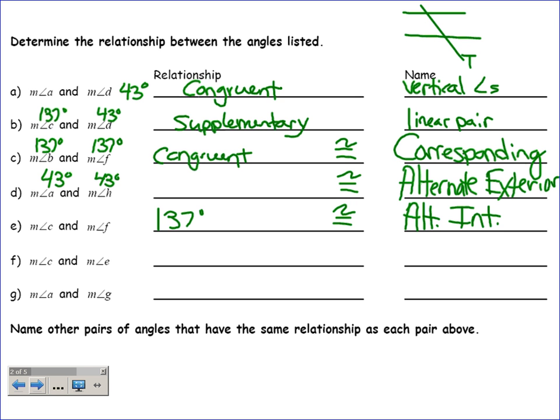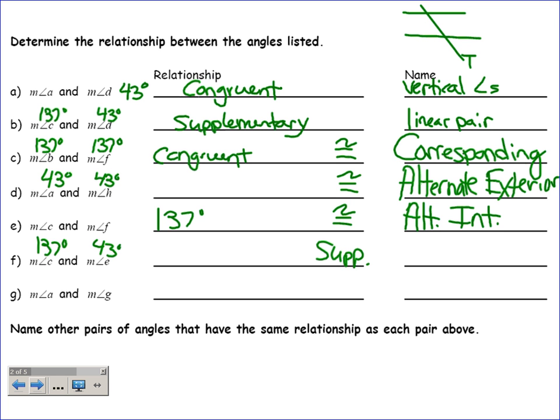Okay. C and E. C, where's C at? Oh, C and E. How big's C? 137. This one's 43. So those again are supplementary, right? I'm going to write that over here. These are supplementary angles.